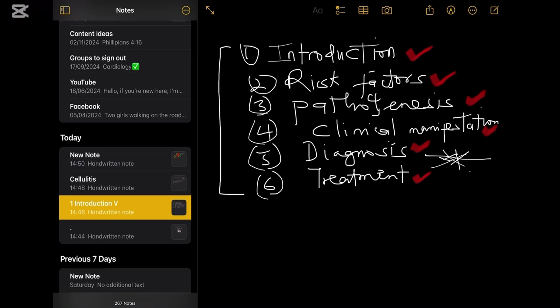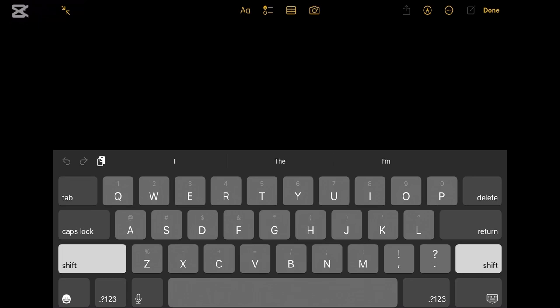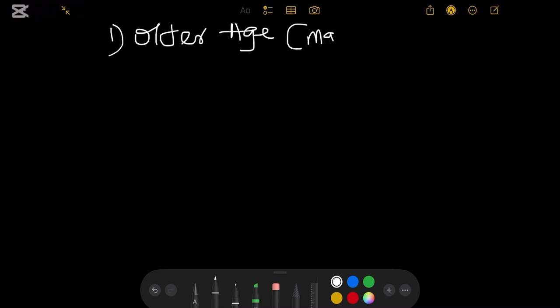So now, having said that, our next outline is risk factors, okay? So by saying that, we are going to talk about the risk factors of Fournier's gangrene. One, we have older age. It can also happen in younger people, but older age, and we are referring to males, of course, because Fournier gangrene, like I said, is a male disease.